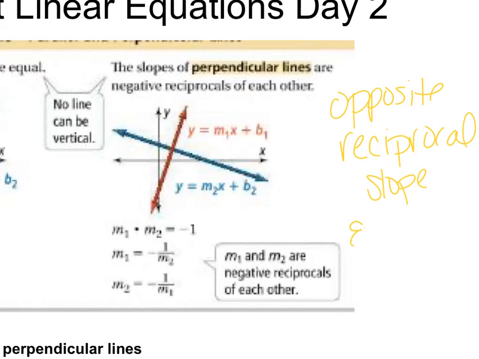So for example, if the slope is -3, the new slope would be the opposite, so positive, reciprocal, 1/3. Another example, if I had 2/3, the opposite reciprocal slope or perpendicular slope would be negative, because that first one's positive, and then flip it, 3/2. So that's how you do opposite reciprocals.